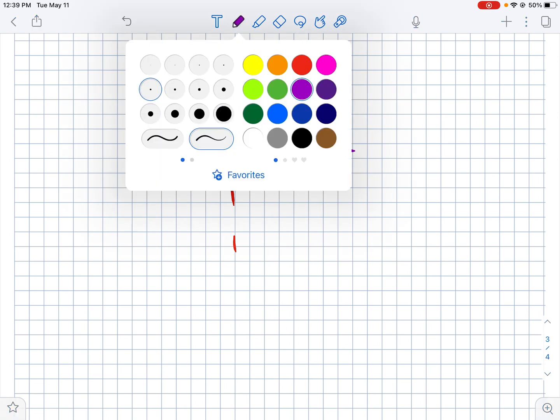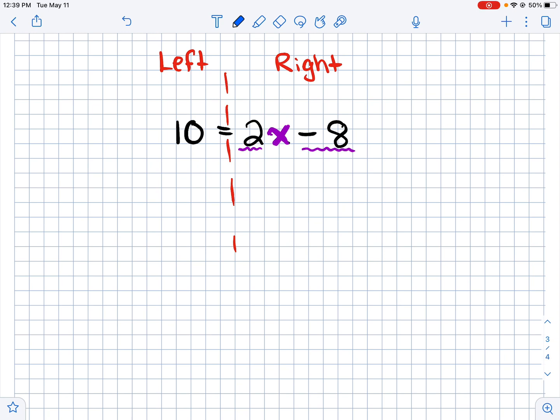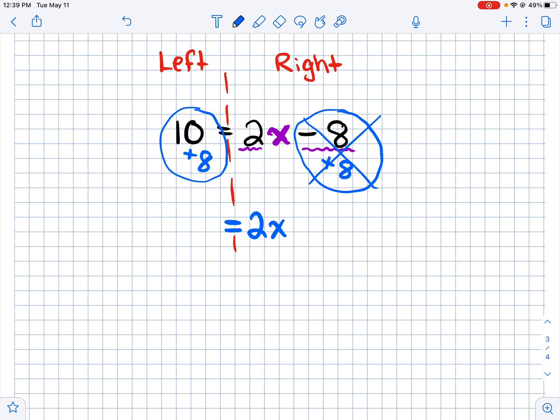Okay, so I always start with my adding and subtracting. So how to get rid of a minus 8? Do the opposite. Add 8. And whatever you do to one side, you have to do it to the other side. Okay, so negative 8 plus 8 is 0. So they're gone. So I'm just left with a 2x. 10 plus 8, 18.